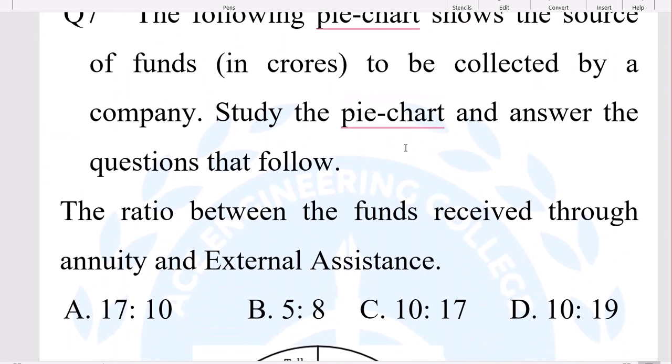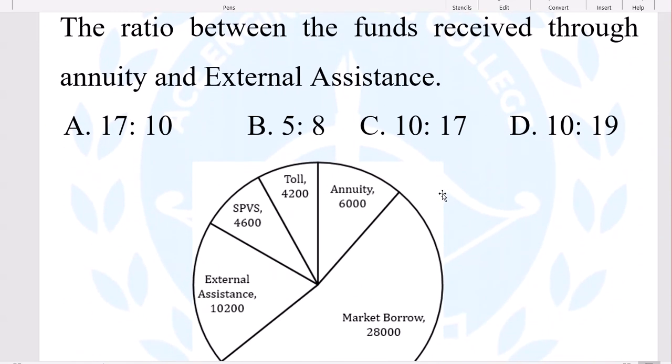Here, okay, this is fine. Pie chart that is in crores. That's first paragraph. This is pie chart related to that, amounts all are crores. As this ratio, crores or whatever it may be, no worry. Now, very simple thing. Funds received through annuity, which is 6,000 crores.